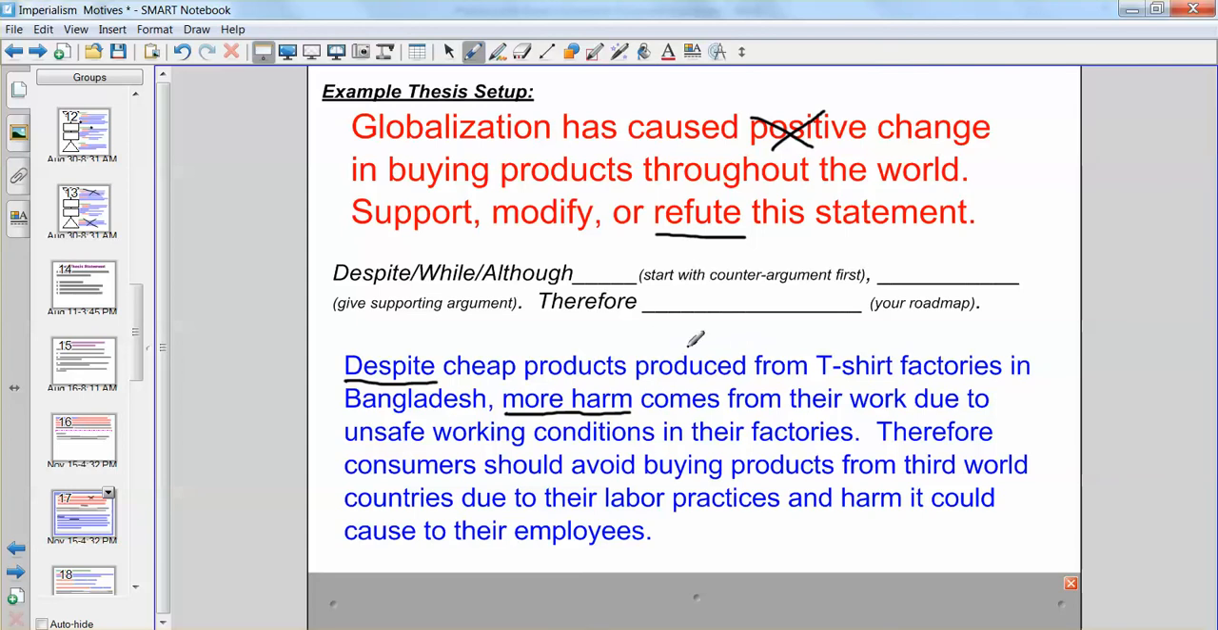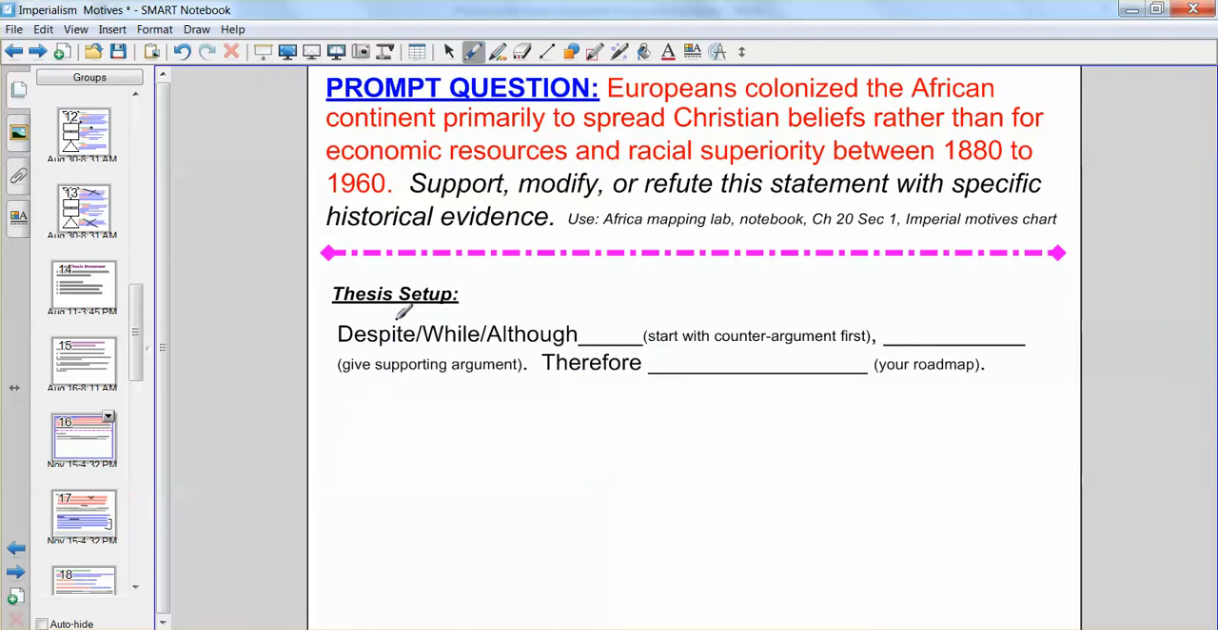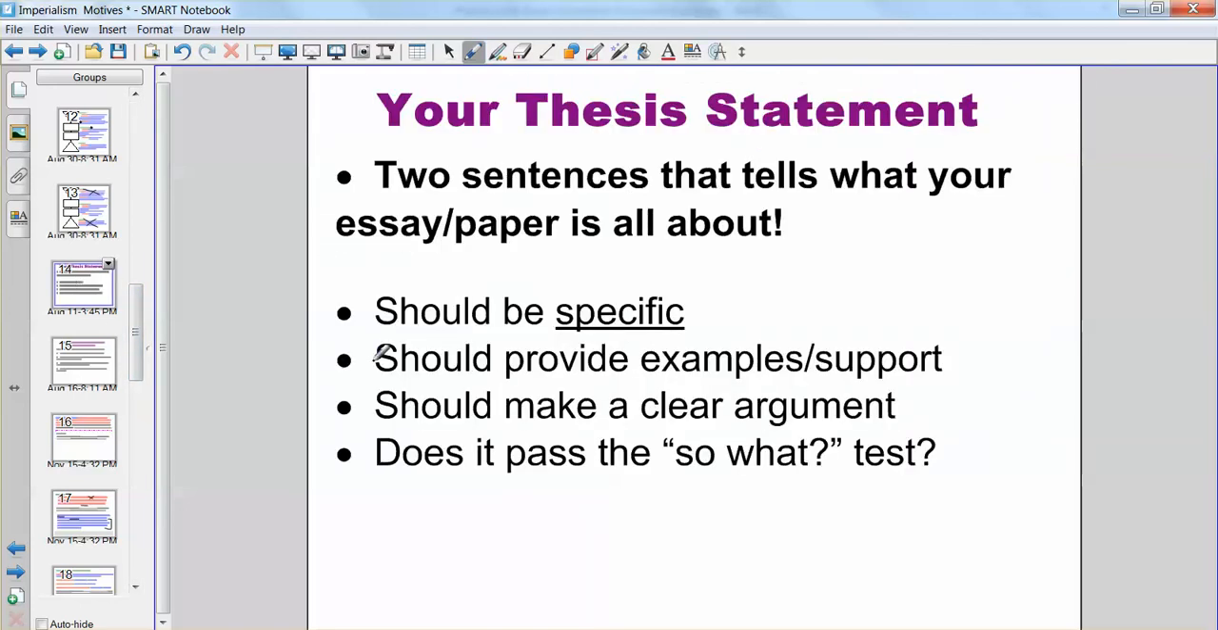The therefore statement follows that, and that's going to give me a roadmap with what the rest of my essay is going to be about, especially talking about how this is all going to fit together and the reasons why I feel like there's more harm. You're going to do something very similar with your thesis statement with this prompt question here. Use any one of the 3 words that you have here, therefore, to give you a roadmap. Use these sentence starters, as this is what I use with my AP students, to get them to give very complex and sophisticated thesis arguments that are at least 2 sentences.